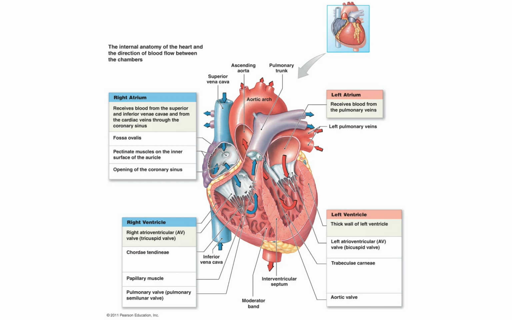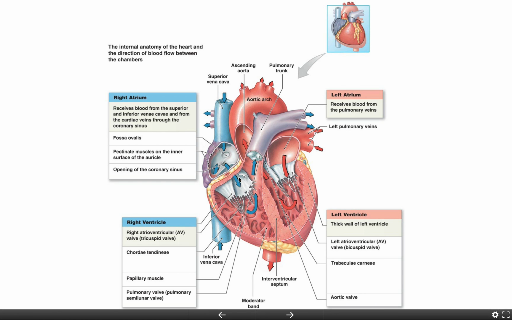The heart contains one-way valves that control the direction of blood flow. So you can see the arrows there showing blood flow through the heart. The atria are going to send blood into the ventricles, and the ventricles are going to pump blood out to the body through the aorta.